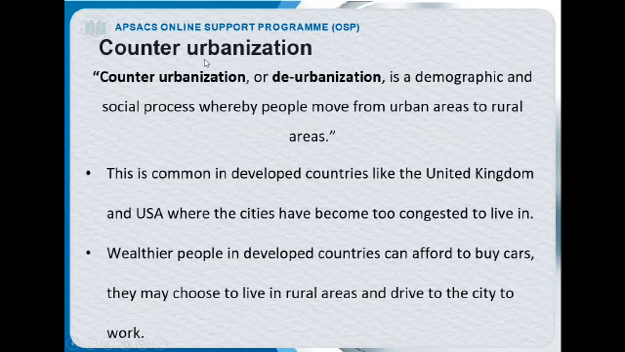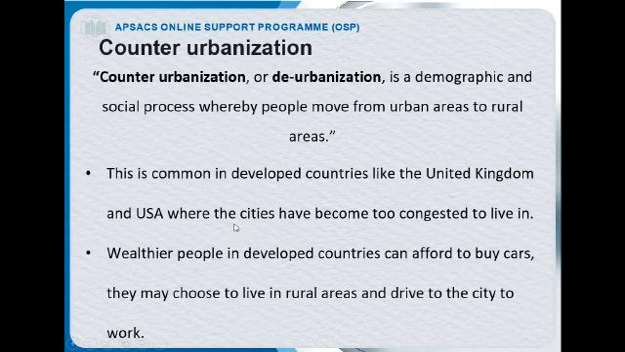What is counter-urbanization? Counter-urbanization or de-urbanization is a demographic or social process whereby people move from urban areas to rural areas. Just like we have studied previously that people from rural areas move towards urban areas. That is known as urbanization. Now, counter-urbanization is exactly opposite to urbanization. That means people from urban areas will move back to rural areas. This is known as counter-urbanization or de-urbanization.